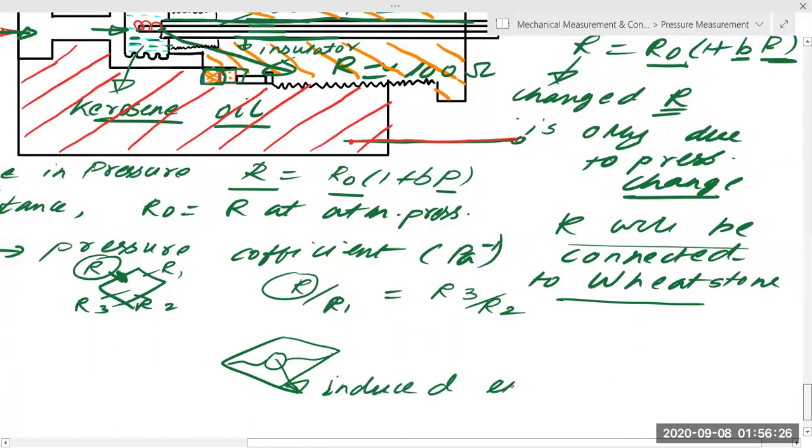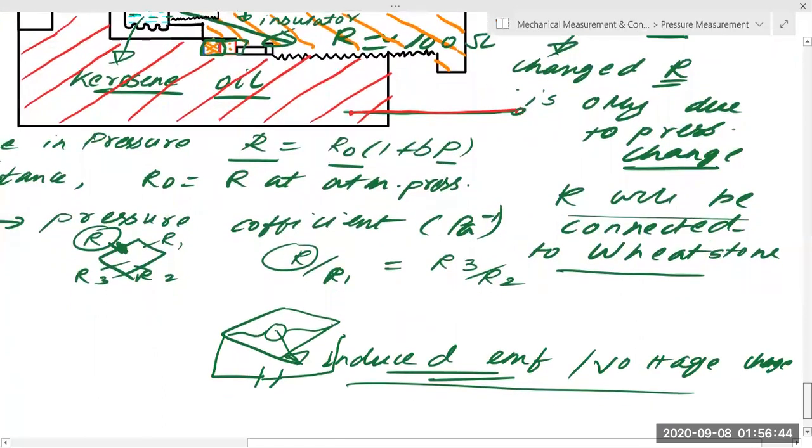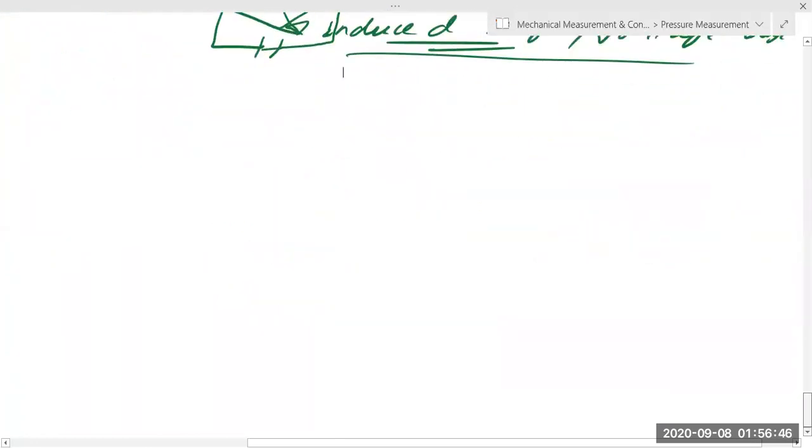Induced EMF, or you can even say induced voltage, whatever the voltage change is, due to the change in the resistance, because this will be connected to some kind of a power source. And whatever the induced EMF is, that will be proportional to the resistance.